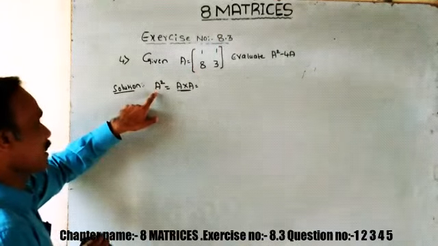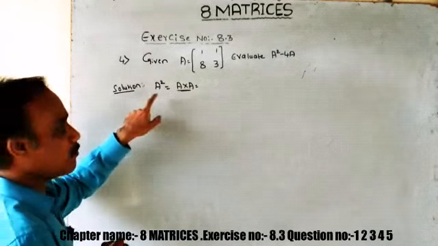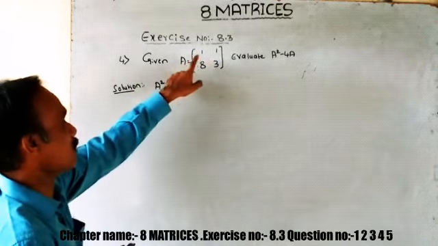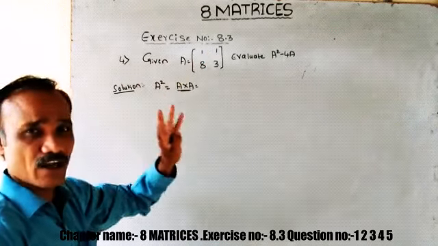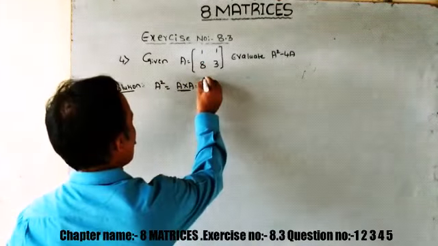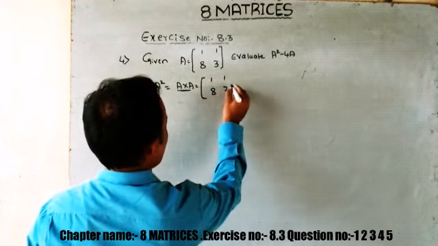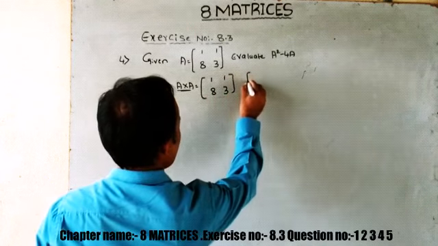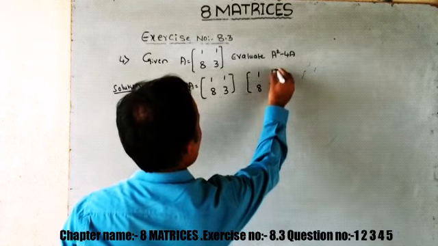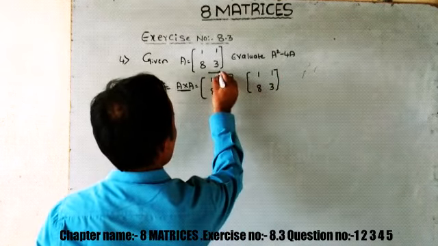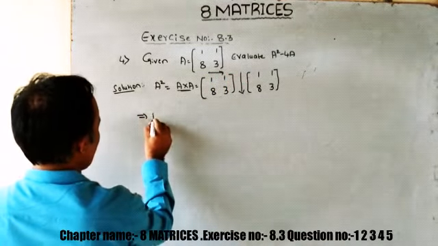So I repeat once again. A square, in case of matrices, can be written as A into A. Multiply matrix 2 times. Don't make it square. 1 square 1, 8 square 64, 3 square 9. This is wrong. A into A. So A, 1, 8, 3 into, again the same, 1, 8, 3. Multiply matrix A 2 times, that is A square.